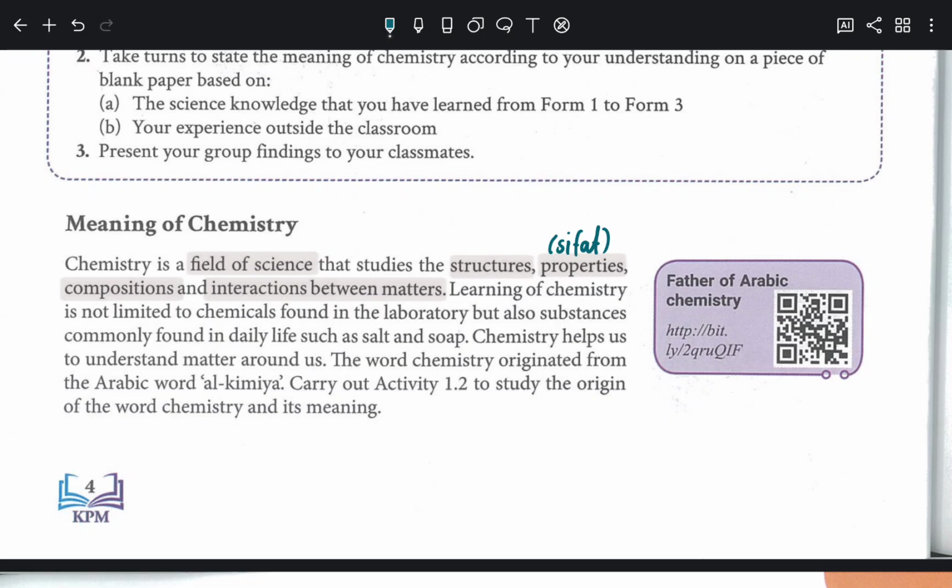Okay, learning of chemistry is not limited to chemicals found in the lab. That's why I'm saying, chemistry ni luas. But also substances that we commonly use in daily life, such as salt and soap.